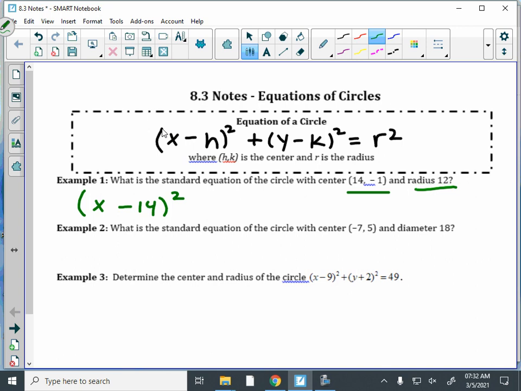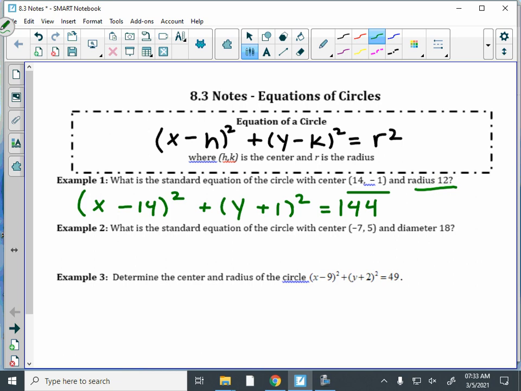X goes with x. Plus, then I'm going to put y. The y value of our center is negative 1. So y goes with the y, but again, change the sign. It's negative, so it's going to turn positive. Equals our radius, but squared. If our radius is 12, what's 12 squared? 144. Good. And there's the equation of the circle. You don't have to solve for anything. You just plug everything in its spot, and then you're done.